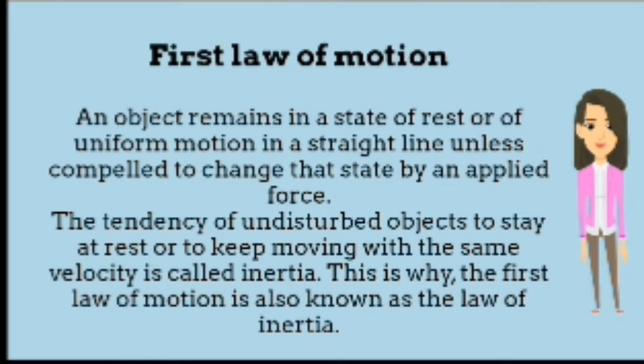Newton's first law of motion states that an object remains in a state of rest or of uniform motion in a straight line unless compelled to change that state by an applied force. The tendency of an undisturbed object to stay at rest or to keep moving with the same velocity is called inertia. This is why the first law of motion is also known as the law of inertia.